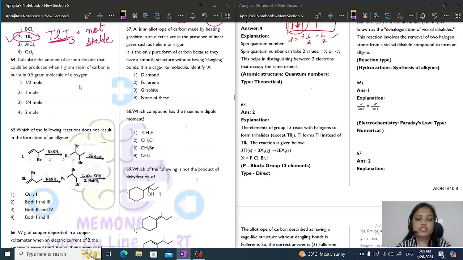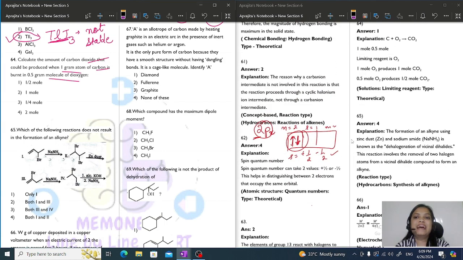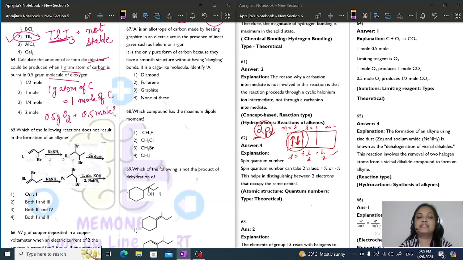Next up, question number 64. Calculate the amount of carbon dioxide that could be produced when 1 gram atom of carbon is burnt in 0.5 gram molecule of dioxygen. Now 1 gram atom of carbon means 1 mole of carbon, and similarly 0.5 gram molecule of oxygen means 0.5 moles of oxygen gas, O2.